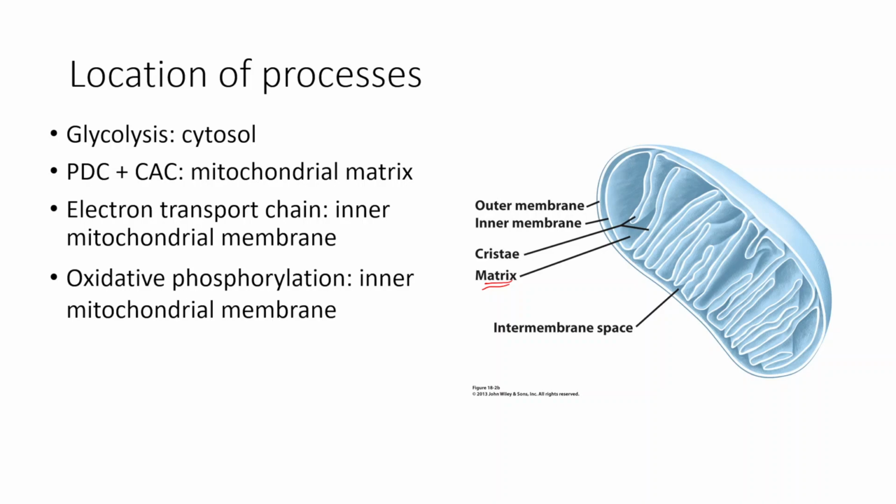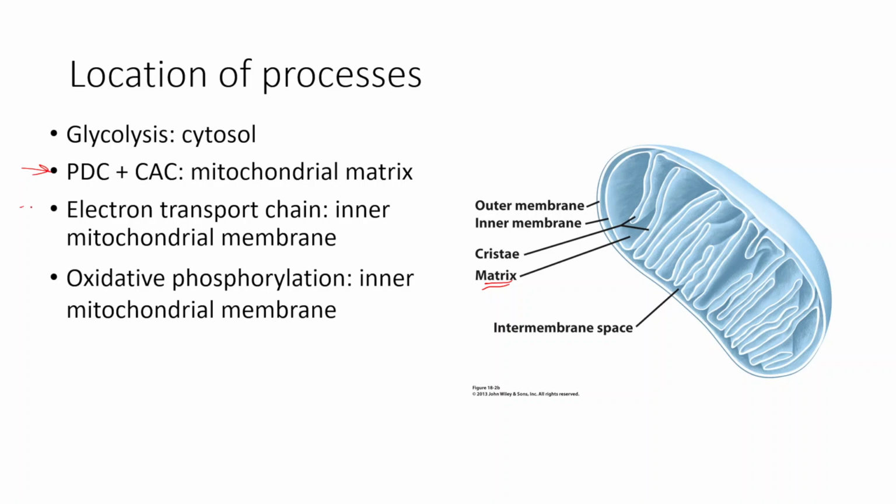A mitochondria actually has two different membranes. There's an outer membrane and an inner membrane. So the matrix is inside of the inner membrane. In between the inner membrane and the outer membrane, there's a space referred to as the intermembrane space. Like I just mentioned, the PDC and the CAC, the pyruvate dehydrogenase complex and the citric acid cycle, are taking place in the mitochondrial matrix.